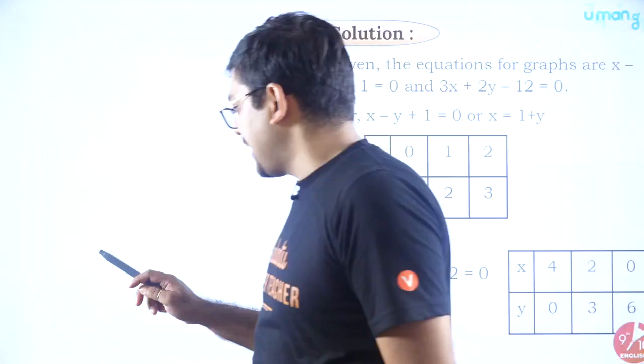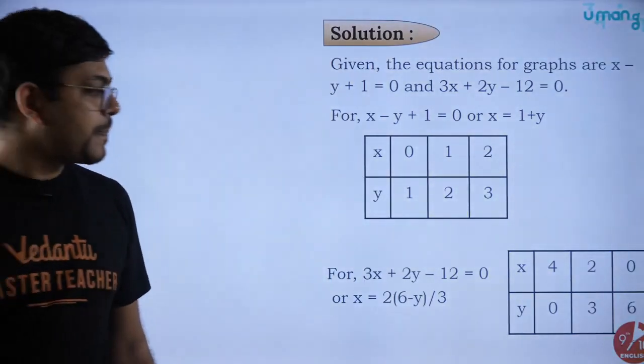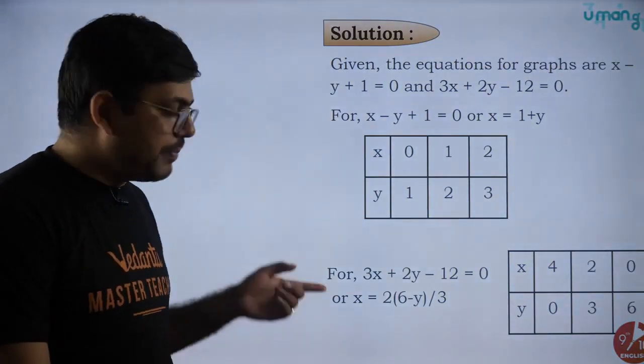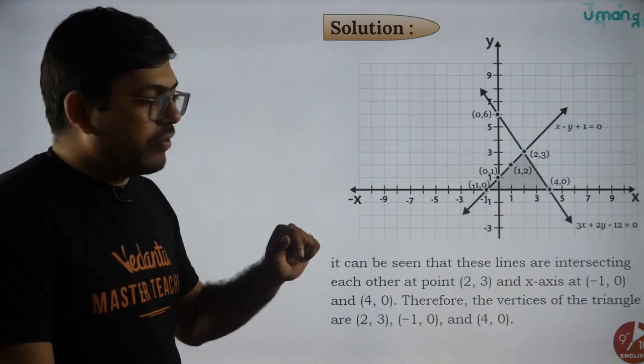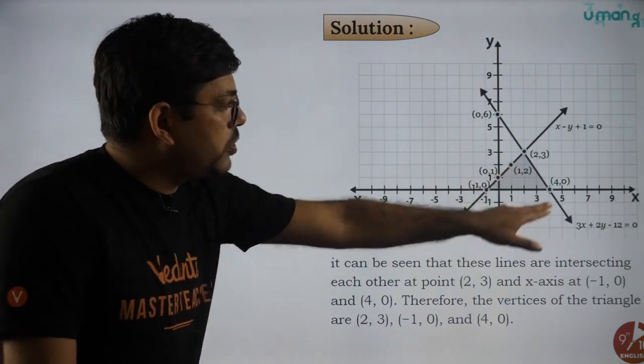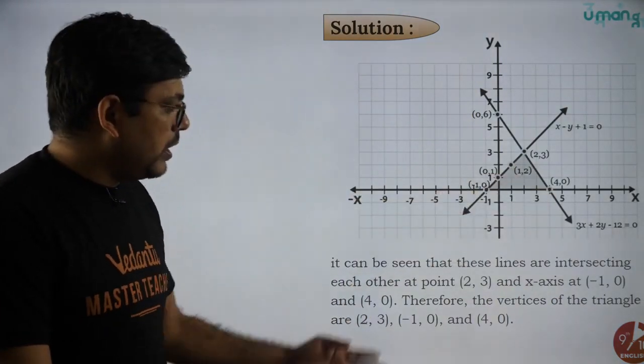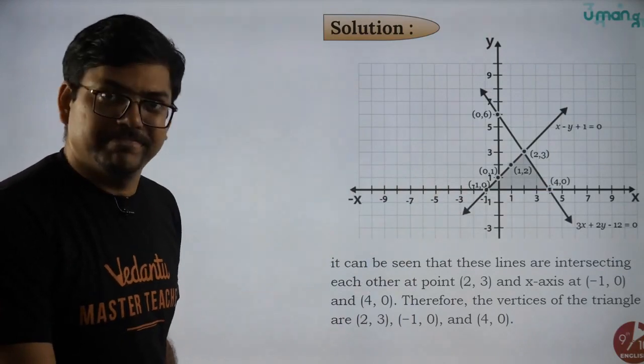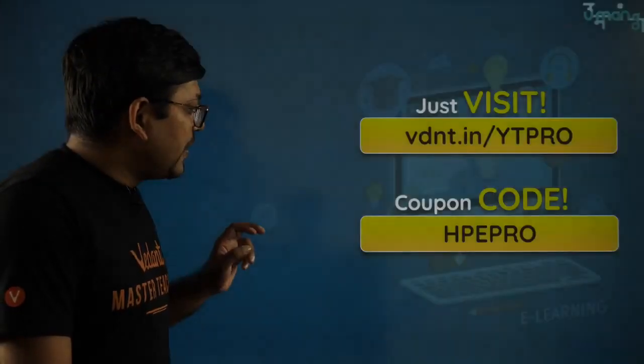Let me show the solution as well. Here's the solution, please see it. Again, column method, table made, graph done, (2, 3), (-1, 0), (4, 0) as what we did, and shaded the region. Fine, let's move on.